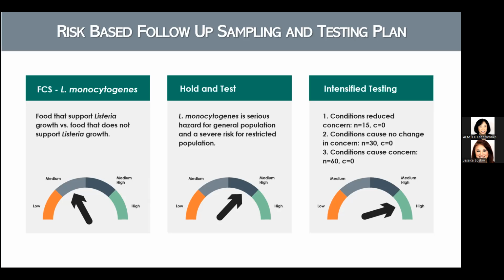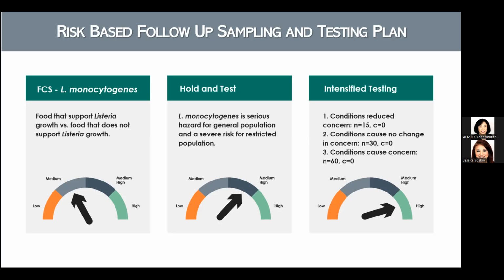And Listeria monocytogenes is ranked as either a serious hazard in food for the general population or a severe hazard in food for the restricted populations. And the hold and test procedure must be carried out in the case when you do find the food contact surface has Listeria monocytogenes.